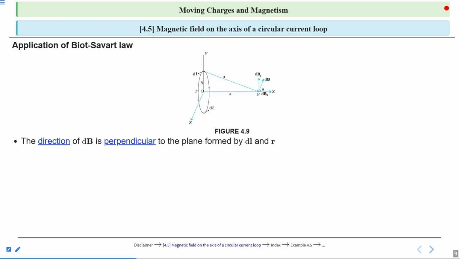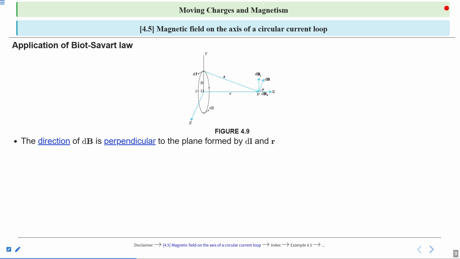Okay, so it is inclined to the xz plane, and dB will be perpendicular to that plane. So this line representing the direction of dB is perpendicular to the plane formed by dl and r. You can visualize it. So dB is perpendicular to that, or we can say dB is perpendicular to the displacement vector r.